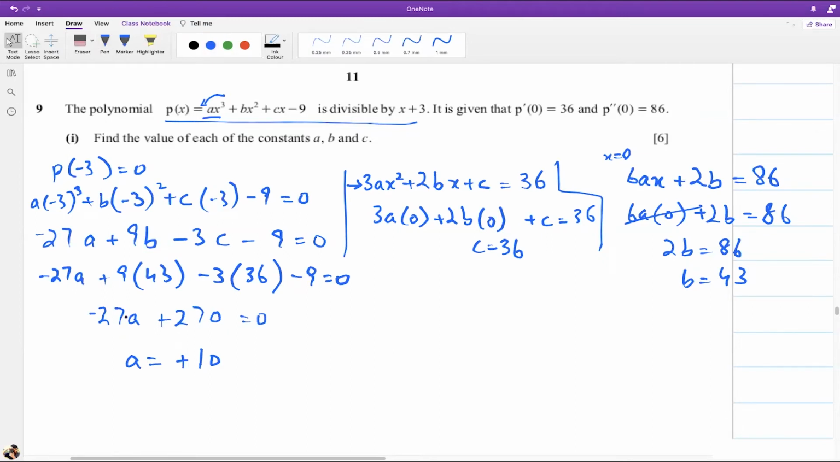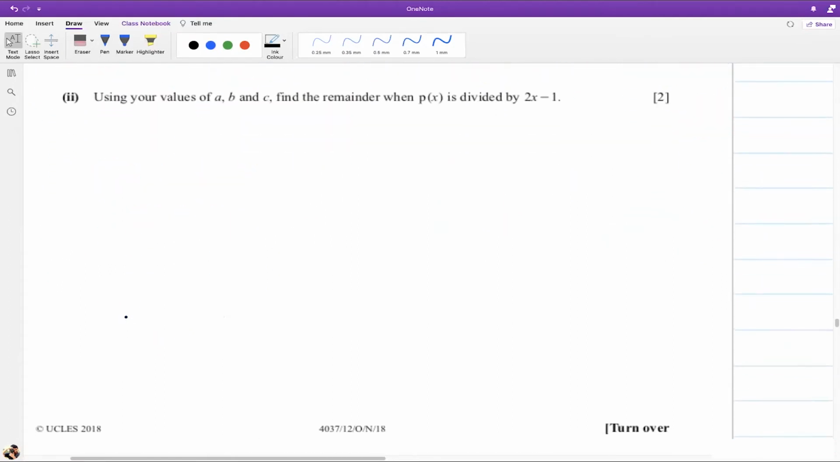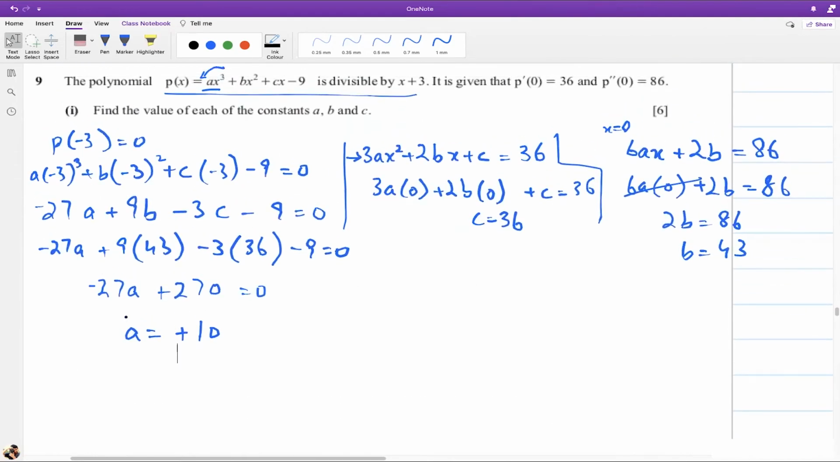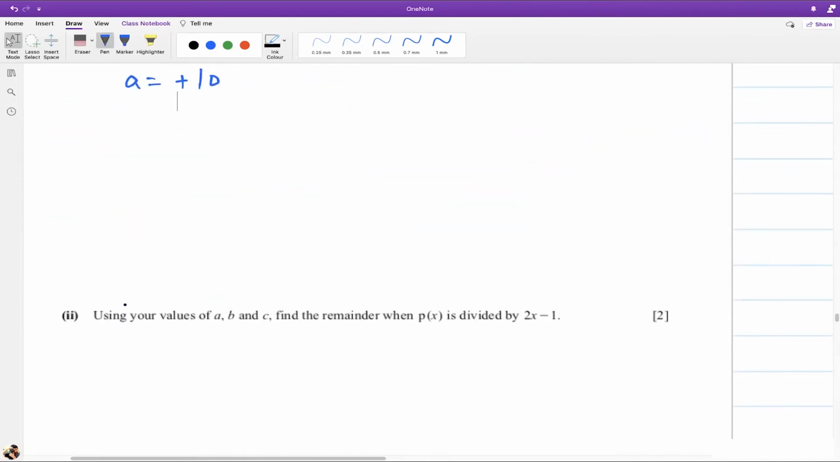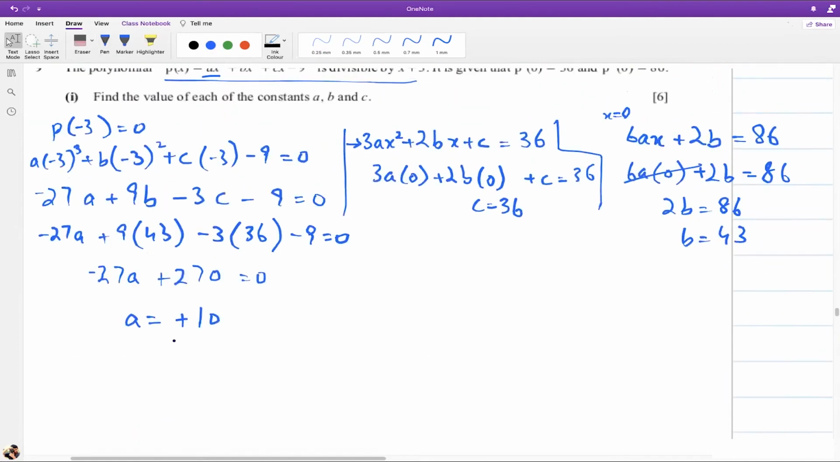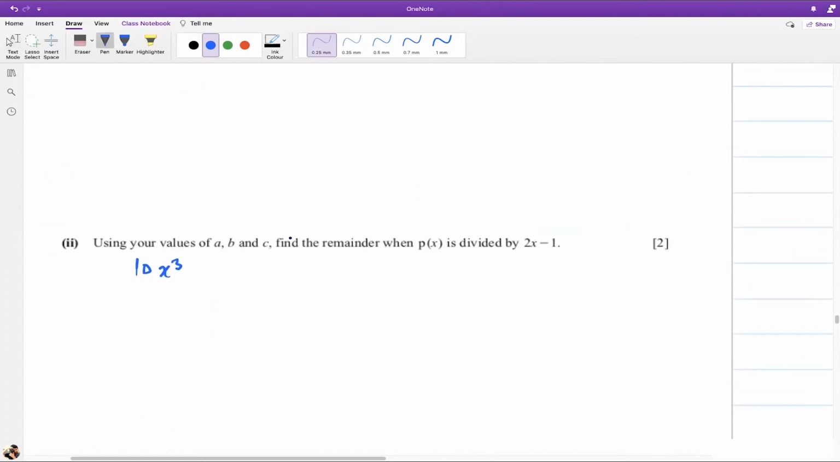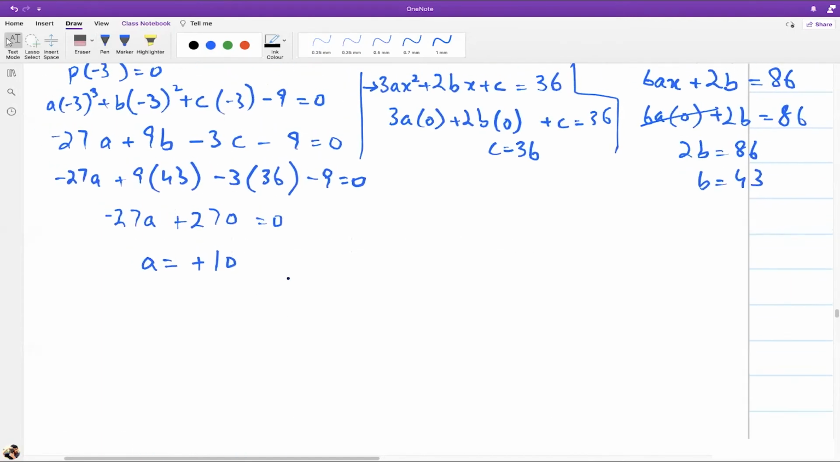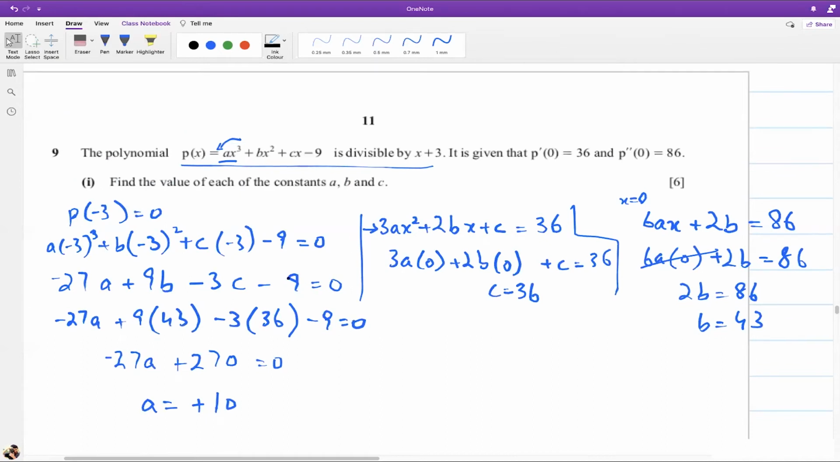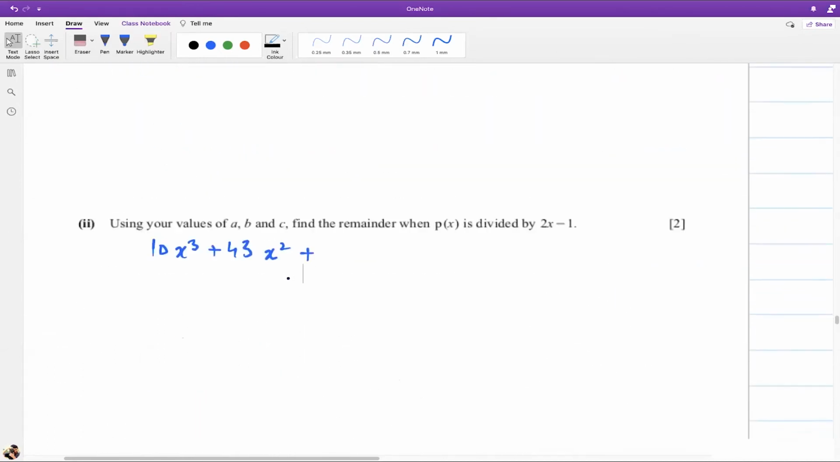ठीक है, we just had to effectively use the information that we were given. Use your values, find the remainder when it is divided by 2x minus 1. पहले मैं वैल्यूज प्लग इन कर लेता हूँ। तो a 10 है, तो इक्वेशन बन जाएगी 10x cube, b is 36, so b is 43, so that will be plus 43x squared, plus c is 36, so 36 sorry plus 36x minus 9. This is my p of x now.